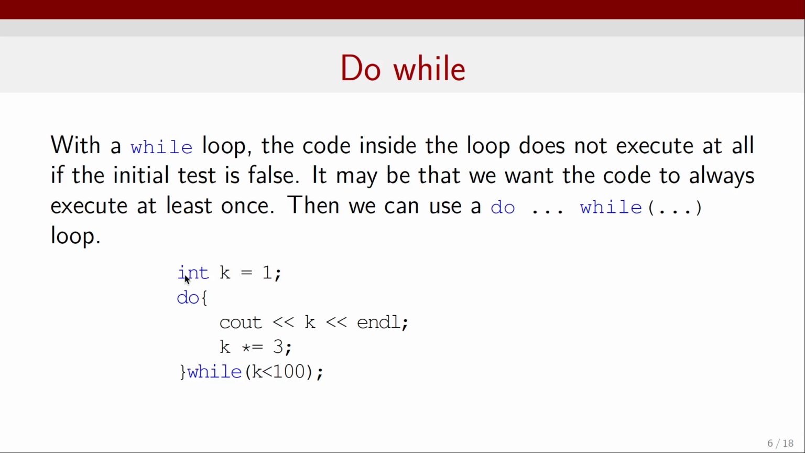So the structure of this statement would be integer k equals 1, and then you have a do, open braces, you have your command that you print k to the screen and then triple the value of k. You close the braces, and then after that you write while k lower than 100. So this do while structure will ensure that the code inside the do loop will execute at least once, and then it will check whether the while statement here is true or not.